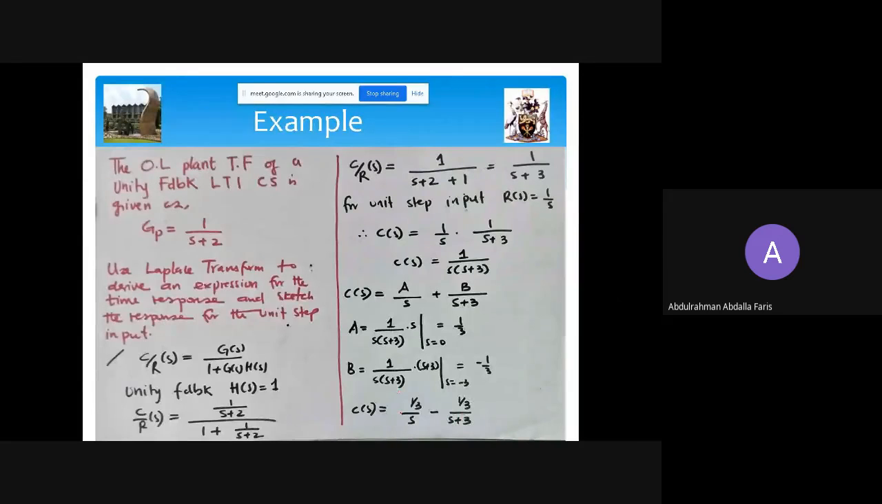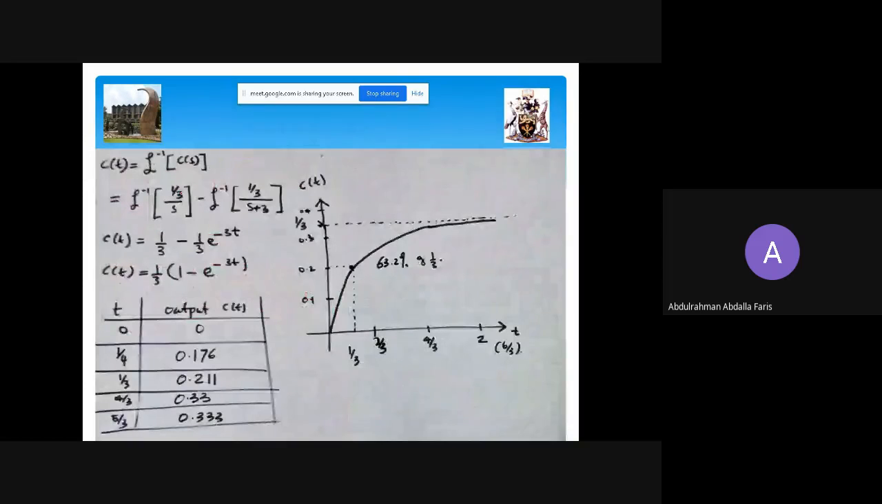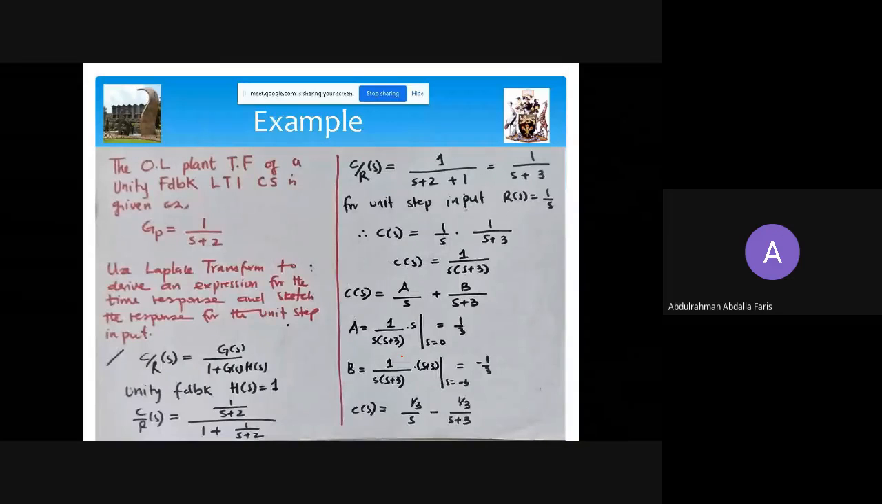Applying the inverse Laplace transform, this one is just 1 over 3, this is a constant, 1 over 3, and that one is e to the minus 3t. So you have your nice equation there. Then just some sketches of the output, starting at 0, like that, and then you do a small sketch, and you have your 4 marks. So that was an example which was actually a question in last year's paper.